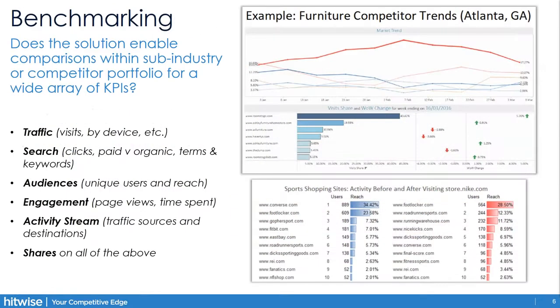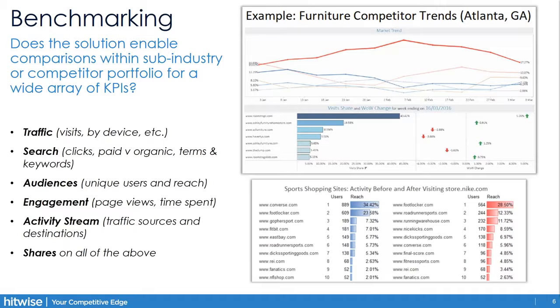The solution that you're considering should provide you with the ability to compare your performance to others in your specific sector, or the performance within a certain portfolio of select competitors. That capability should include a wide array of key performance indicators. Those could be traffic metrics like the number of visits, the visit share, the visits by device type, etc. You should be looking for solutions that can provide you insight on search traffic, not just the number of clicks or paid versus organic search, but the specific terms or keywords that are driving traffic to your site versus your competitor sites.